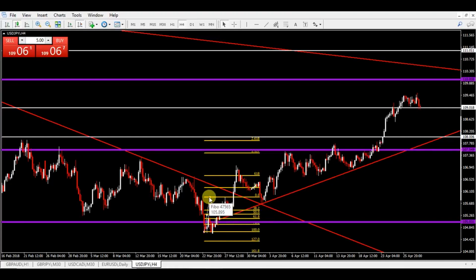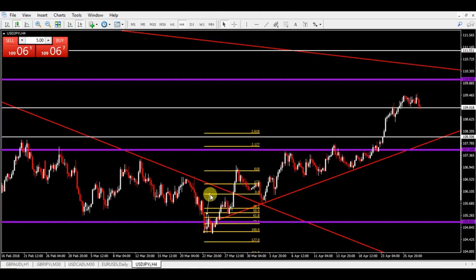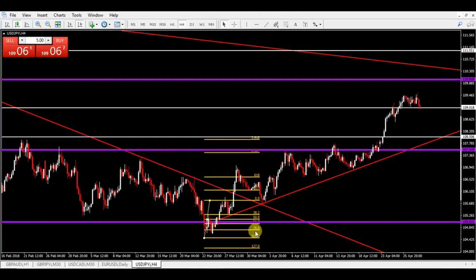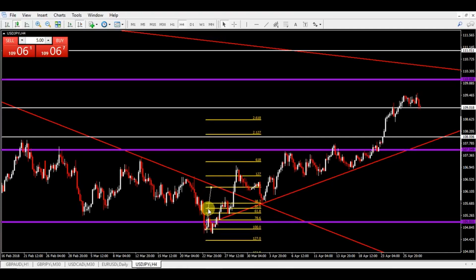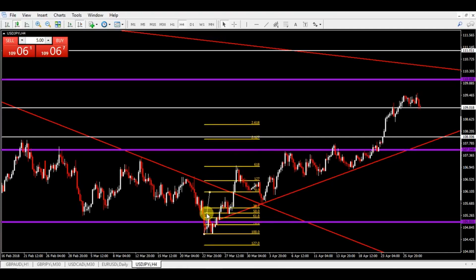So I have a rule. If we get a retracement that's 61.8, 50, or 38.2, we can expect a 61.8 extension to be hit. If we have a retracement that's deeper than that, say the 78.6, which you can see right here, then you can expect a 127 extension to be hit. That's just my rule of thumb when using Fibonacci.